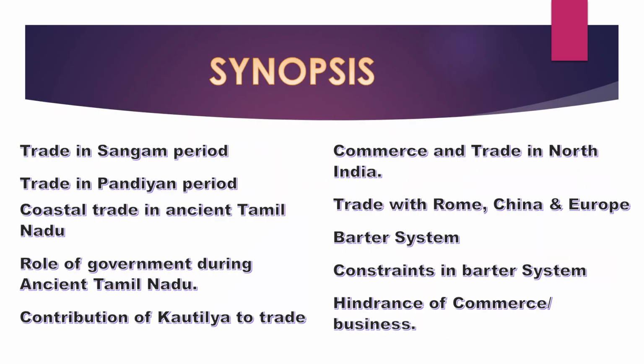Now let's see the synopsis. Trade in Sangam period, trade in Pandyan period, coastal trade in ancient Tamil Nadu, role of government during ancient Tamil Nadu, contribution of Kautilya to trade, commerce and trade in North India, trade with Rome, China and Europe, barter system, constraints in barter system, hindrances of commerce or business. Now, the barter system and the constraints in the barter system, hindrances of commerce and business we will do in the next video. So in this video, we will learn till trade with Rome, China and Europe.